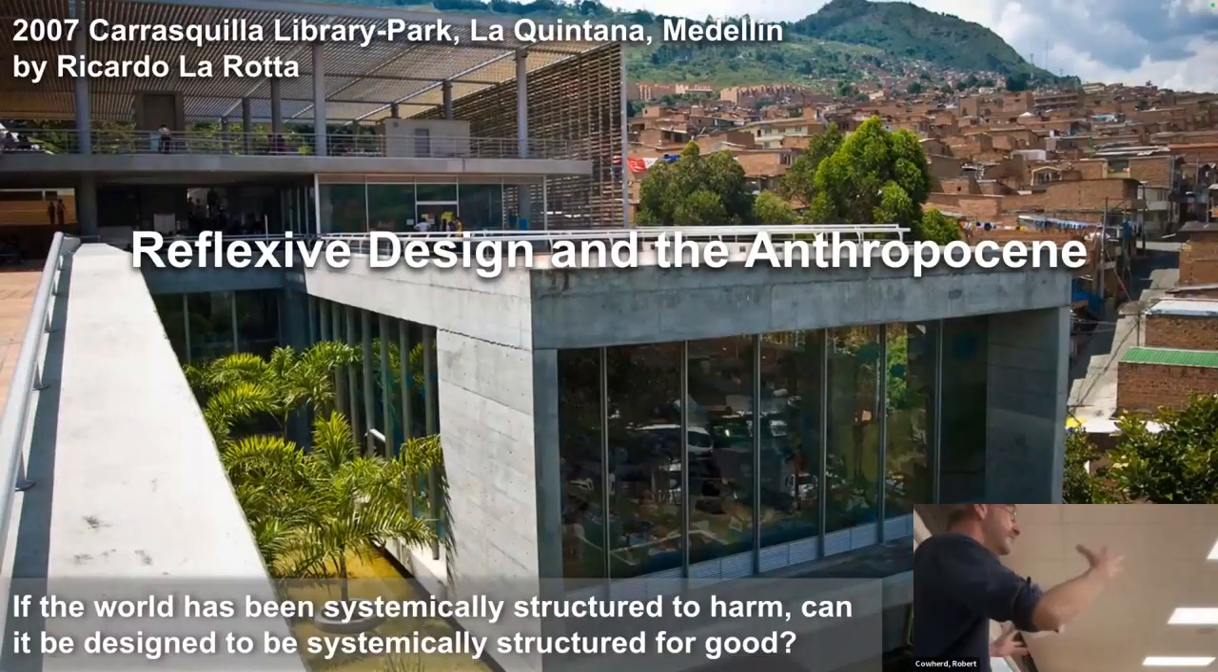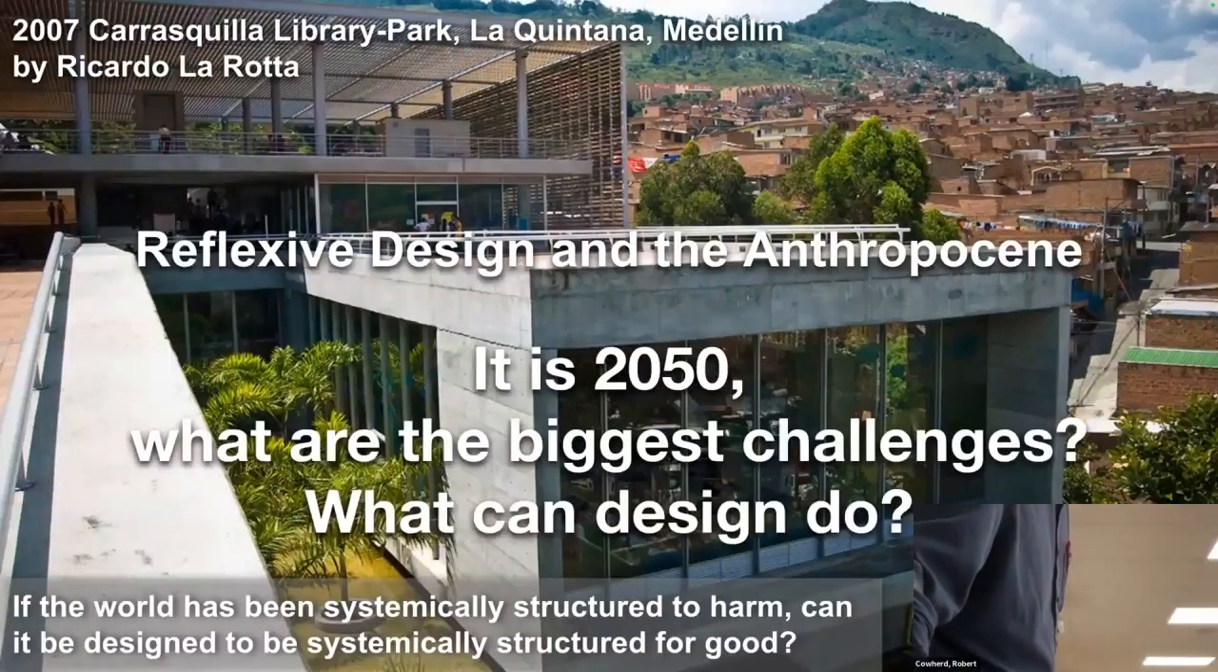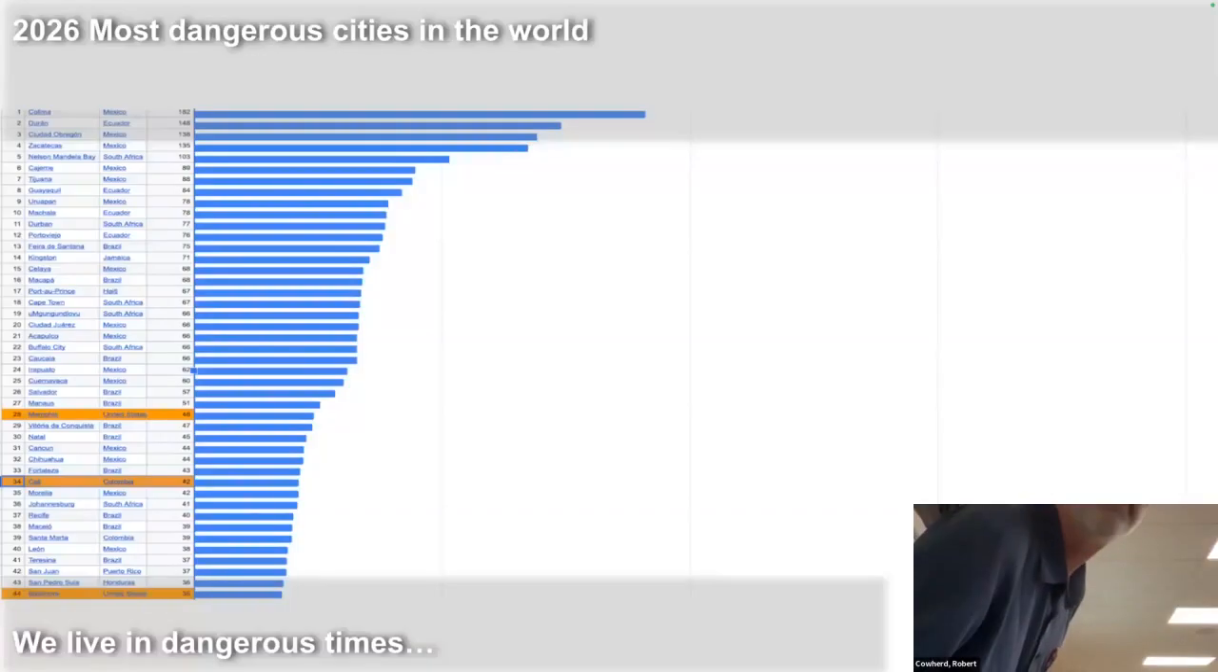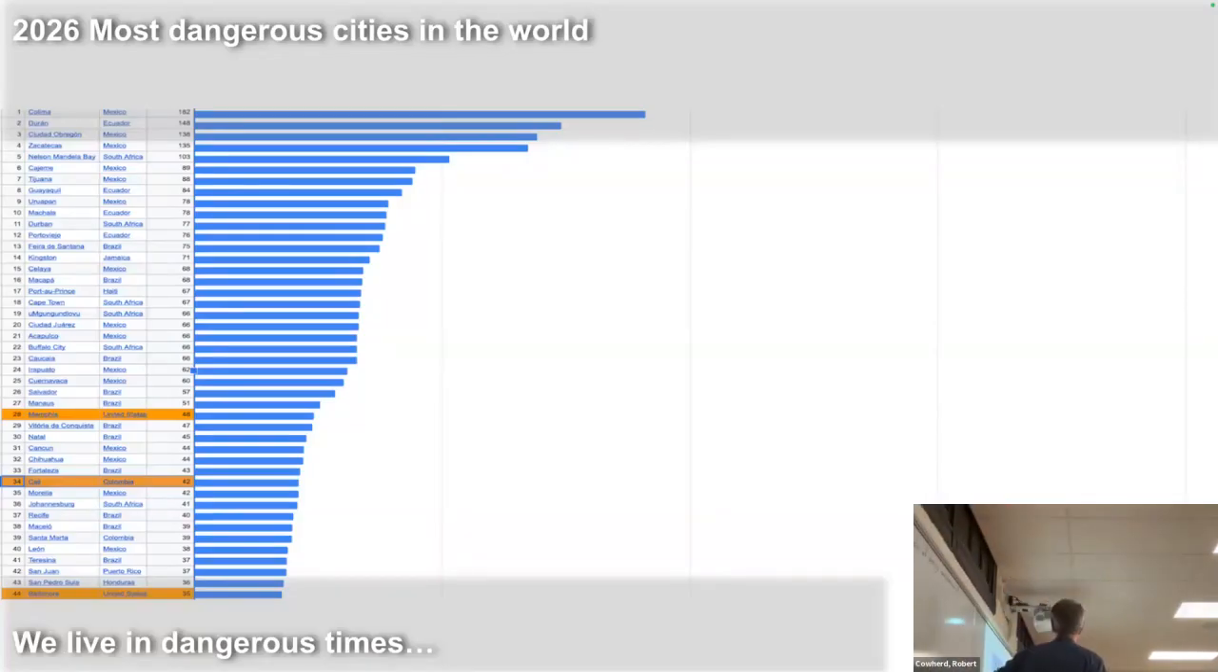So we'll just skip forward 50 slides and we'll go to Medellin, Colombia. This is Designing for Life. Medellin, Colombia. You may have heard of Medellin, Colombia. These are the most dangerous cities in the world today. A lot of the most dangerous cities are in Mexico, Ecuador, South Africa.